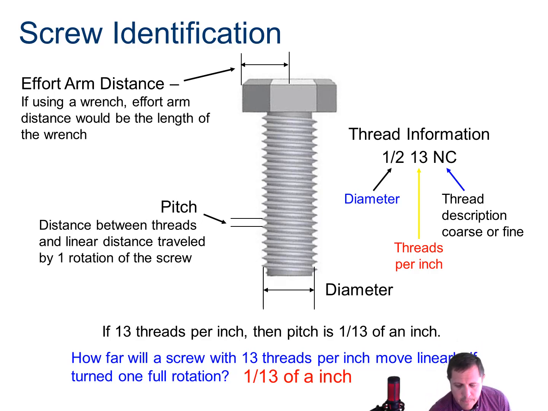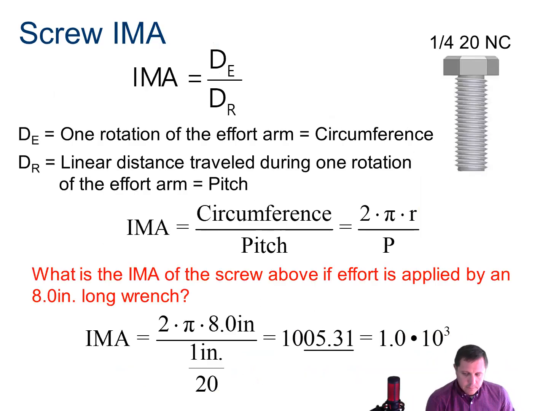All right, so let's look at this. Notice how it says effort arm distance. It all depends. If you've got a screwdriver, the circumference is going to be about here. If you have a wrench, it's going to be a much bigger circumference. The IMA is going to be, as always, DE over DR. The DE is going to be the circumference of whatever you're turning, whether it's a screw or a screwdriver or wrench or whatever, and that's 2 times pi times r.